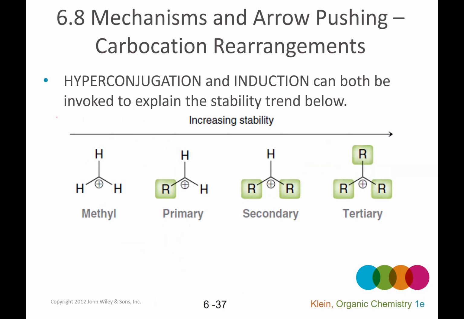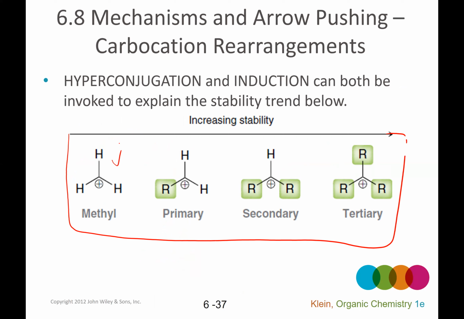Okay. So based on studies like this, it's determined there's an order of carbocation stability, and that's shown here. So the least stable are just ordinary methyl carbocations. And then next, a little more stable, a primary. Why is this called primary? Because it has 1 carbon group attached to the positive carbon.